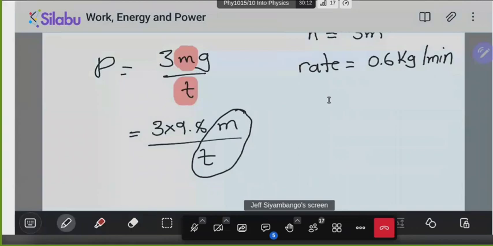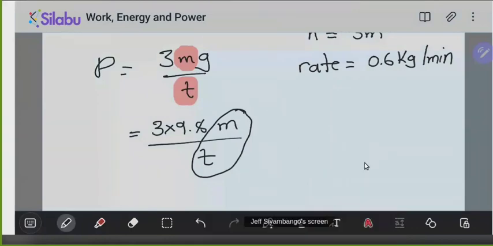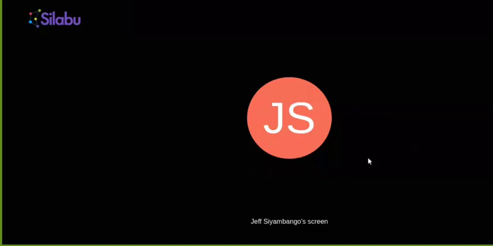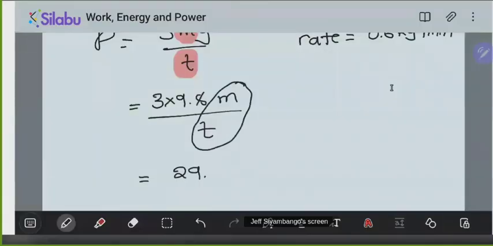Anyone? How would you sort out those? Because you know, if you multiplied 3 and 9.8, you'd get 29.4. But the problem hasn't gone. Mass over time. So we still have this challenge.